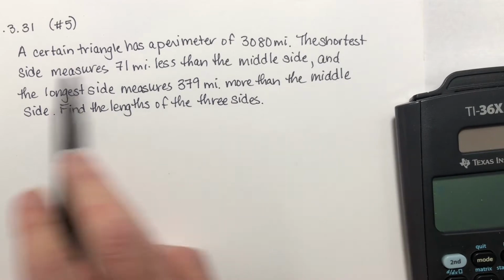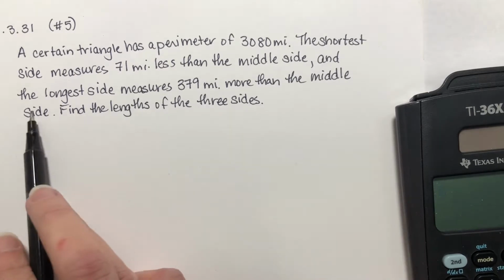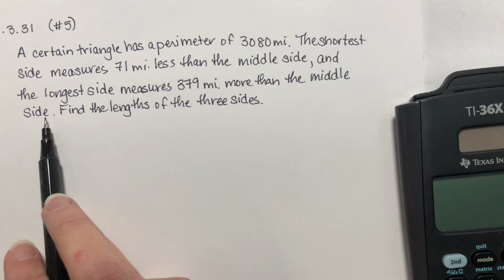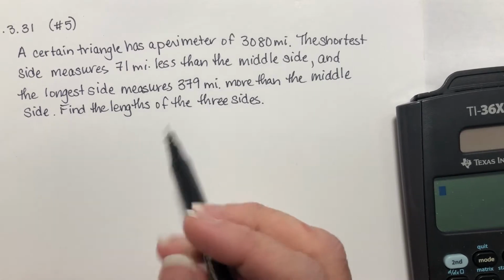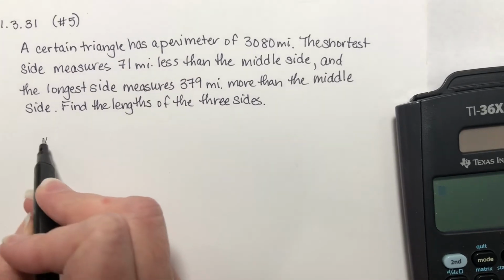3,080 miles. The shortest side measures 71 miles less than the middle side, and the longest side measures 379 miles more than the middle side. Find the lengths of the three sides. Okay, so it sounds like a geometry problem. I'm going to draw a triangle.